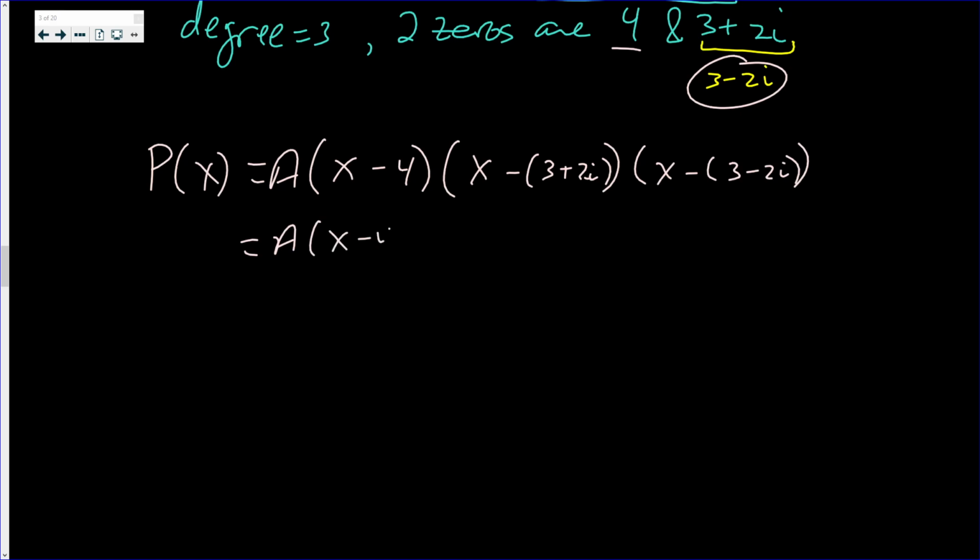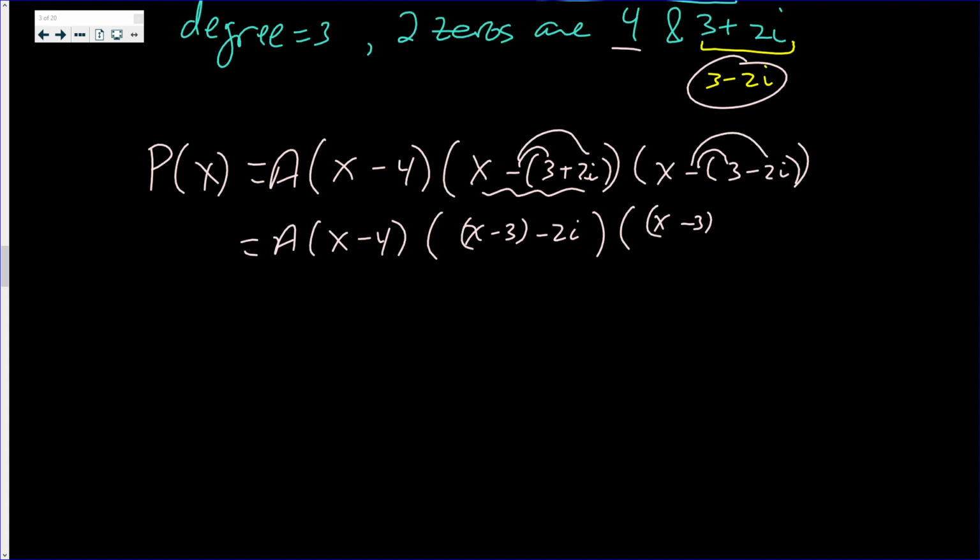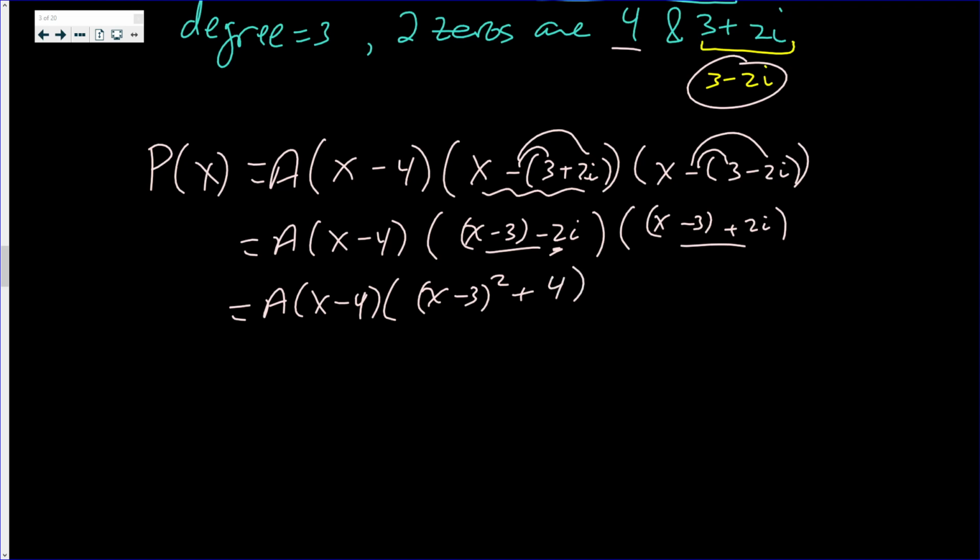The best and easiest way of doing this is to realize that that's x minus 3 minus 2i, because you have to take away 3 and you have to take away 2i. Now here's the beauty. This is also x minus 3 plus 2i. These two are complex conjugates. So we have a times x minus 4. And when you multiply complex conjugates, you get the real part squared plus the imaginary coefficient squared, which is 4.